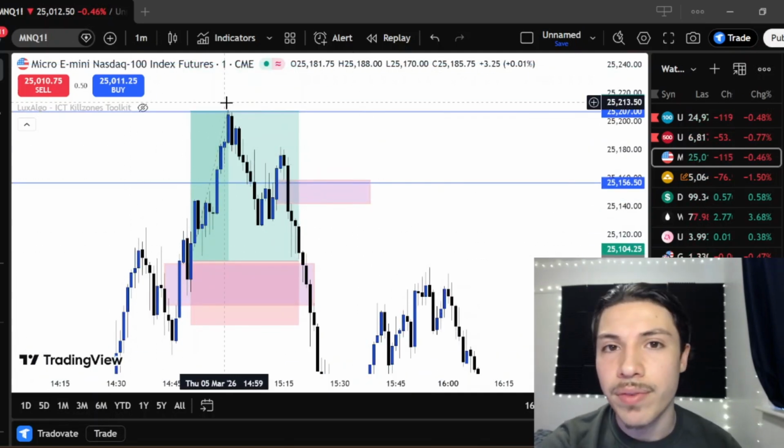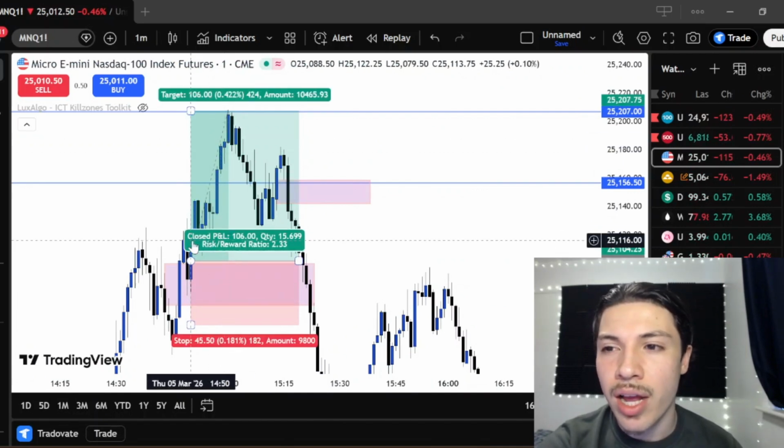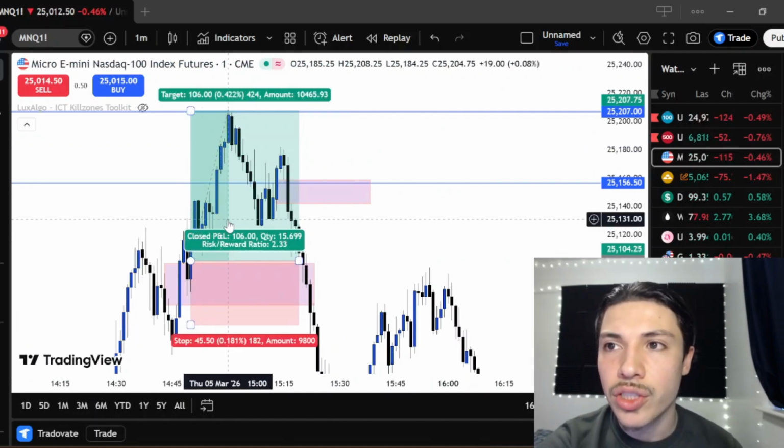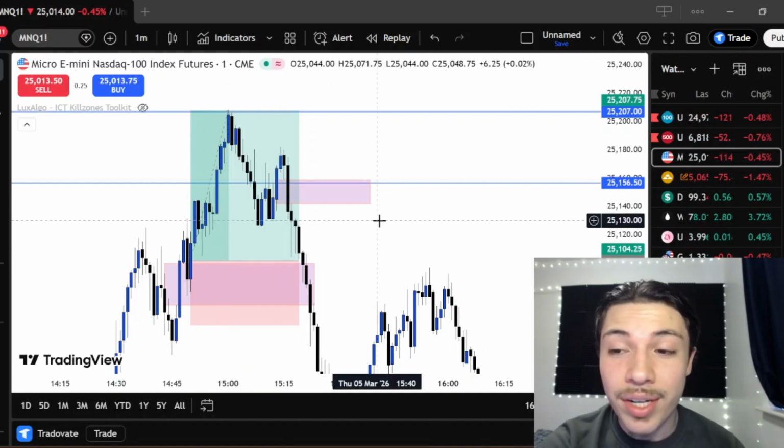Clean, swift move. This trade took around, I entered around 2:50 just at the US macro, and I exited at exactly 3. So it was literally 10 minutes on the dot, straight to take profit.